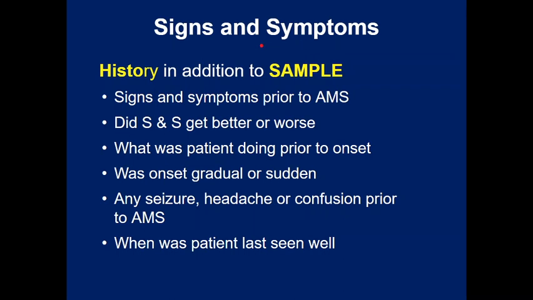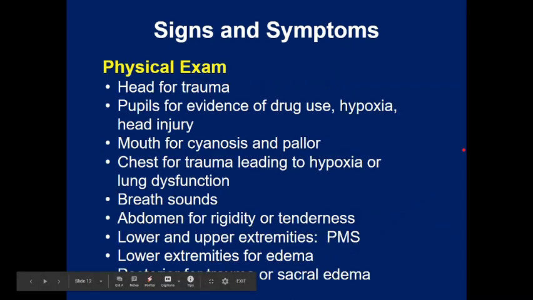So for altered mental status specifically, say, assessing the signs and symptoms, are they improving or getting worse? What were they doing? These are like OPQRST questions. Was there a prodrome? Was anything going on before they got altered? Like, did they have a seizure? Were they having a headache? Some infections can present with headaches, or some strokes can present with headaches. Were they confused prior to being fully altered? And when was the last time they were seen normal? This is super high yield for stroke.